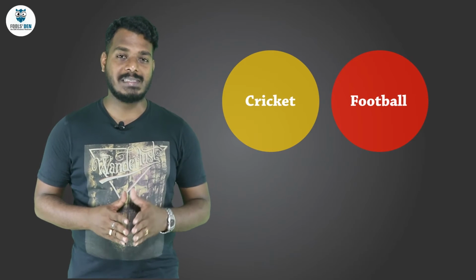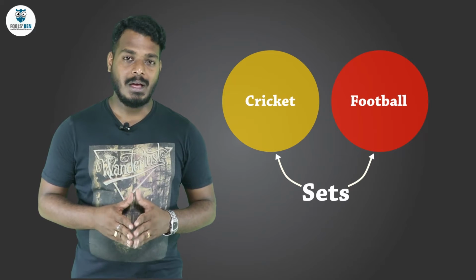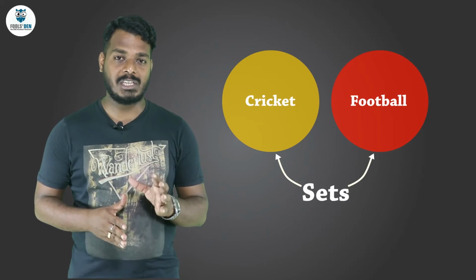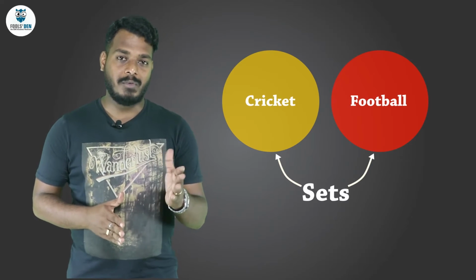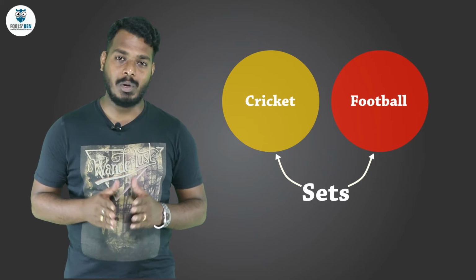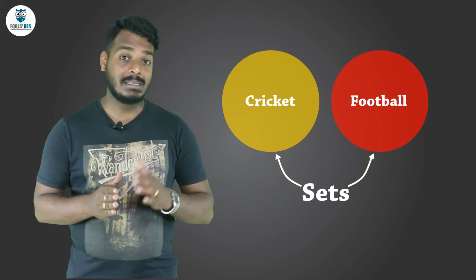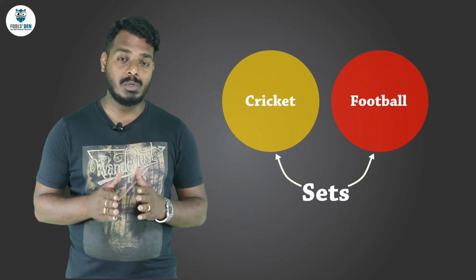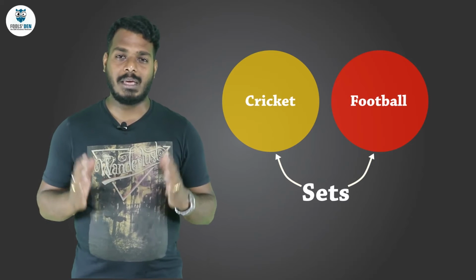The 2 circles that we just saw are technically called sets. A set is nothing but a collection of things or objects which share some common property. Like the first circle in the previous question talked about students who like playing cricket. So that's a set of students who like cricket. The second was a set of students who like playing football.